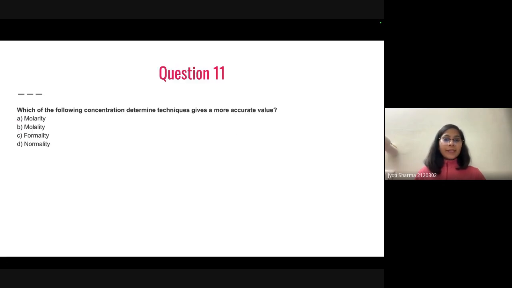Okay, this is a very nice question that I got. Which of the following concentration determination techniques gives a more accurate value: molarity, molality, formality, or normality? Up to now we have only studied molarity, but yes, you can give me the answer to this. I'm expecting the right answer from Ayush because he's from chemistry. Ayush gave me molality. Okay.